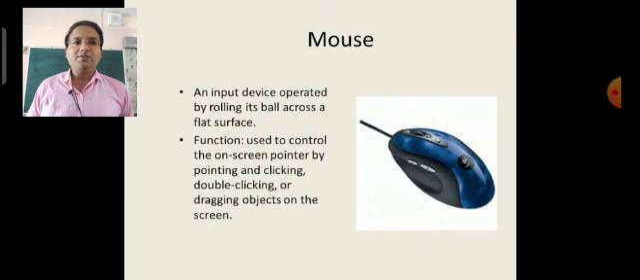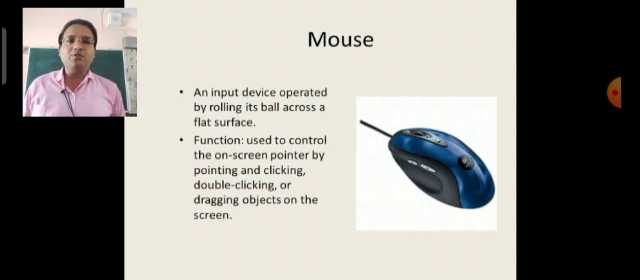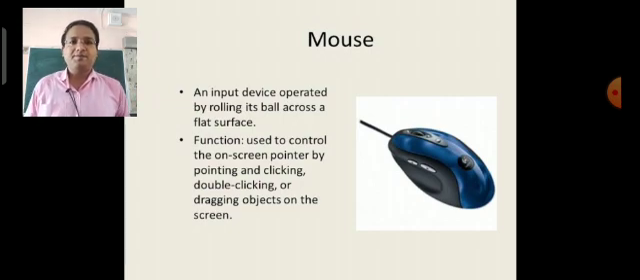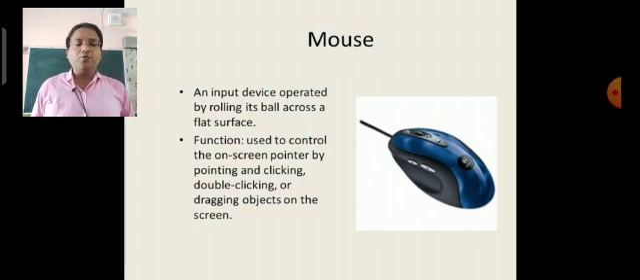Firstly, we are going to discuss what is a mouse. A mouse is an input device. It is also called a pointing device. You can select any object from the computer screen by the mouse. So, it is used to give input to the computer system.